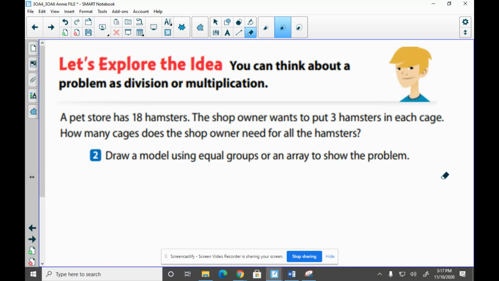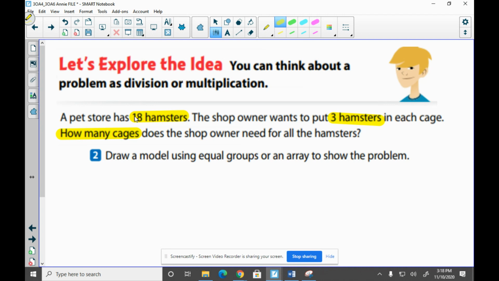We've been looking at word problems throughout the school year, and we've talked about finding the important parts to a word problem. So I'm going to go back and reread each sentence and pick out the important parts. A pet store has 18 hamsters. That is important. That is our total. The shop owner wants to put 3 hamsters in each cage. So that's the amount in each group. How many cages? We've got to figure out how many groups the shop owner needs for all the hamsters.